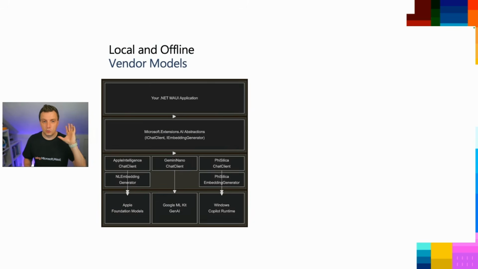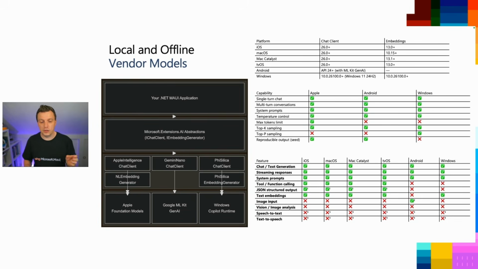Now, this is a big slide with lots of things on it, just for reference to see where the different platforms are with the support of different things. So you can see Apple pretty much has everything, right? Single turn chat, multi-turn conversation, system prompts, all these kinds of things. Android is missing one or two, Windows is missing one or two, and then the features down there at the bottom. I'm sure that all the vendors will probably implement all of this at some point.